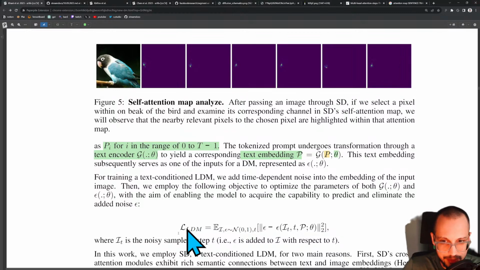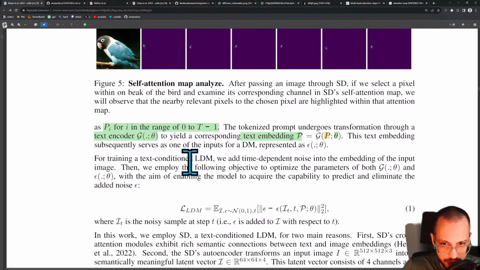Okay, this text embedding subsequently serves as one of the inputs for a diffusion model represented as epsilon here, which also has some theta. For training a text conditioned LDM, we add time-dependent noise into the embedding of the input image. So time-dependent noise, what are they talking about here?